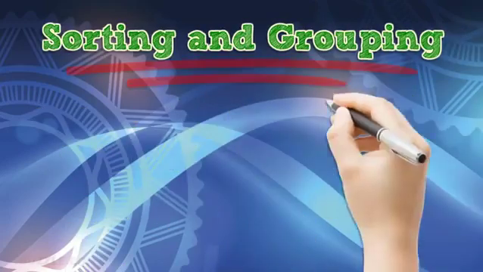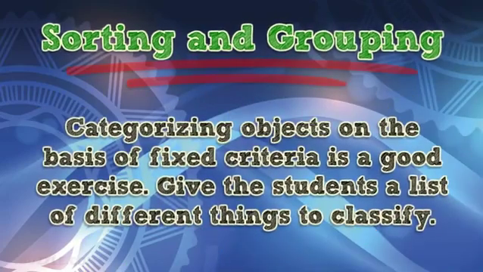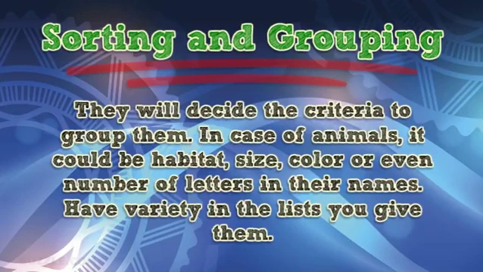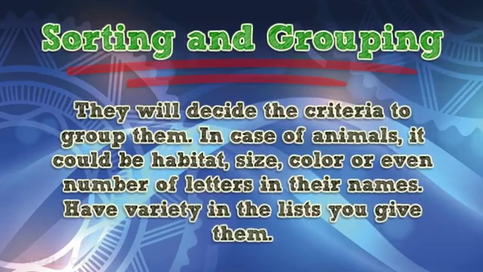Sorting and grouping. Categorizing objects on the basis of fixed criteria is a good exercise for developing critical thinking. Give the students a list of different things or names, say a list of animals, and ask them to group the animals in various ways. They will decide the criteria to group them. In case of animals, it could be habitat, size, color, or even number of letters in their names.